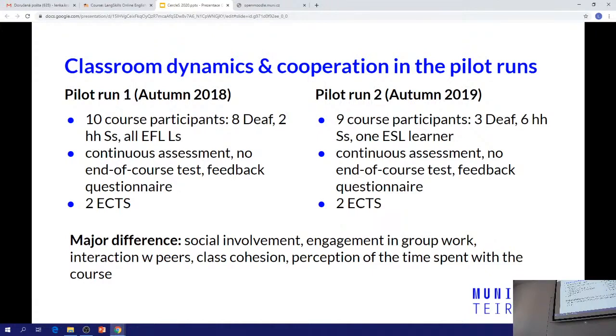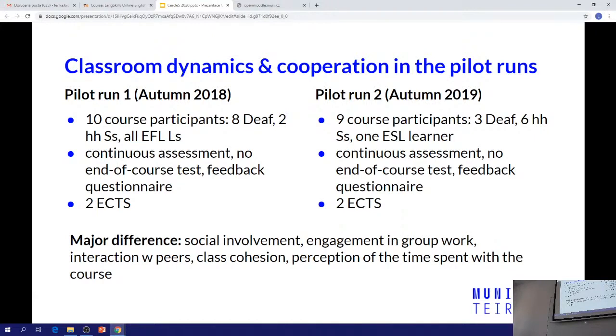Maybe I would just like to add that there was an international group of participants, which was a great opportunity for the deaf students. It is not very often that they have an opportunity to actually meet other deaf and hard of hearing students from other countries to learn English together. So this was quite special to the course.